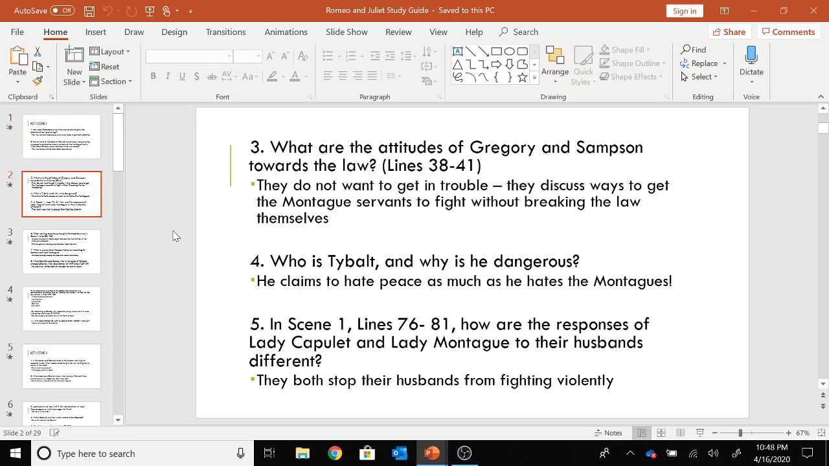Okay, Gregory and Samson, these lines here on 38 and 41, again in Act 1, Scene 1, what does it tell us about their characters? Right? Well, it says that they don't want to get in trouble, right? But they still wanted that action to take place. They wanted the fight to break out. I don't want to necessarily say they wanted someone to get in trouble. They just wanted the action to take place, but they themselves didn't want to get in trouble.